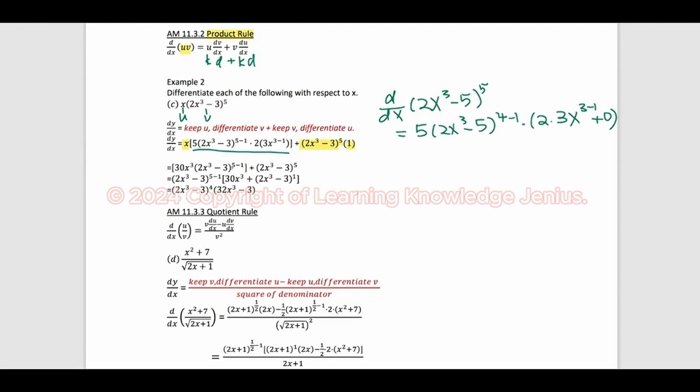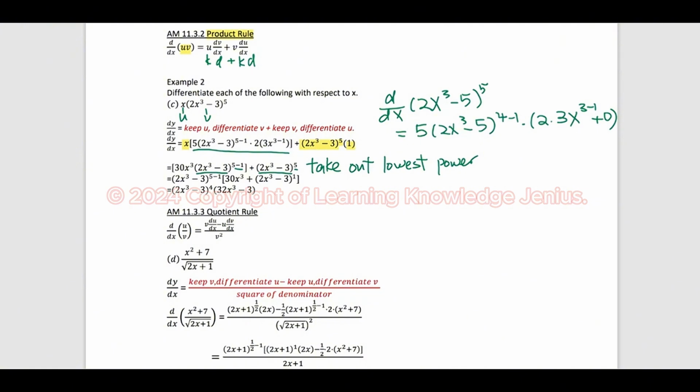You can see I have these 2 as my common factor, but the power is not the same. This is 5 minus 1 and this is 5. But I'm going to take out the lowest power. This is a rule: take out the lowest power. Why do I say it's a rule? It's because it is easier for you to simplify the algebra expression later on.